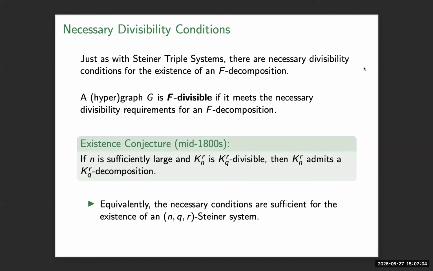Now, when do Steiner systems exist? The existence conjecture is a folklore conjecture from the mid-1800s that posits that the necessary conditions are always sufficient. So the existence conjecture posits that if n is sufficiently large and KNR is KQR divisible, then KNR admits a KQR decomposition. Or again, equivalently in our other perspective, the necessary conditions are sufficient for the existence of an NQR Steiner system.